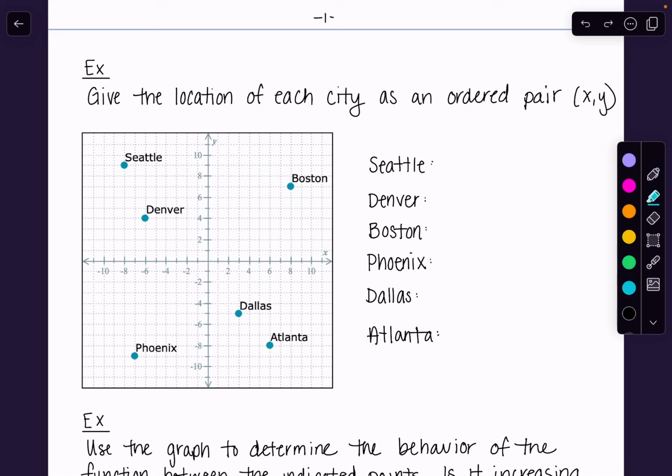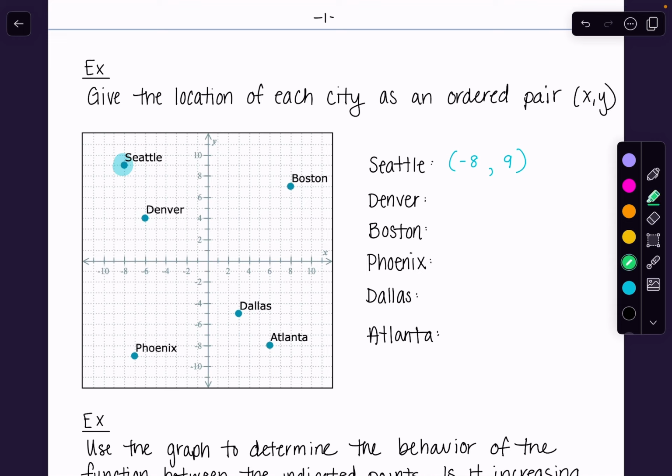So starting with our first point, Seattle, if I locate that on my graph, what I want to do is start by writing my x coordinate. So I'm going to go ahead and just draw a straight line down to see my x coordinate is at -8. To figure out my y coordinate, I'm going to draw a straight line to the y-axis, and that lands in between 8 and 10. So my y coordinate is +9. So Seattle as an ordered pair would be (-8, +9).